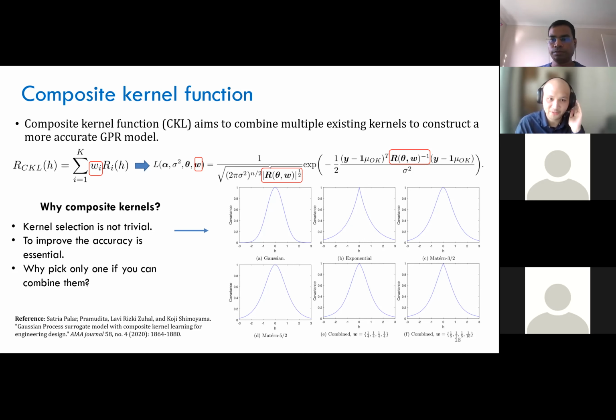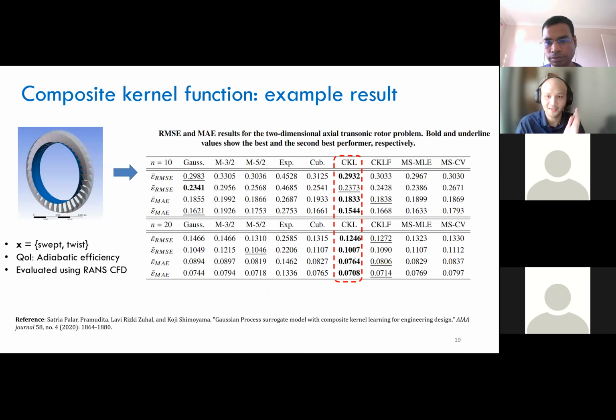So we experimented with two types of composite kernel learning. That's why you can see that we have CKL and CKLF, where F here stands for full. In the composite kernel learning without F, we only combine the kernel functions into one kernel function, but they share the same length scale. So in that case, we only add k hyperparameters, where k is the number of kernel functions. If we have 4 individual kernel functions, then we will have an extra 4 hyperparameters.